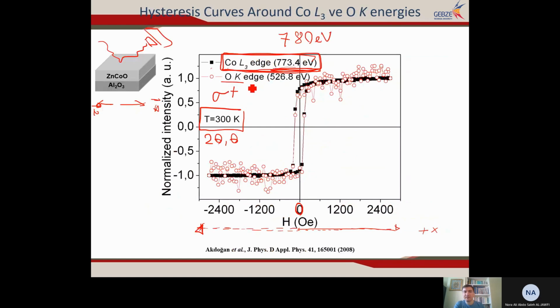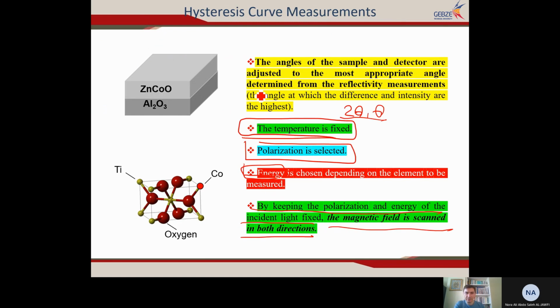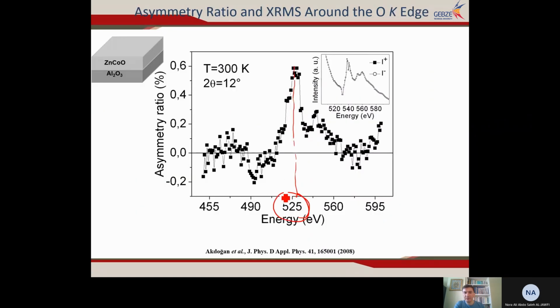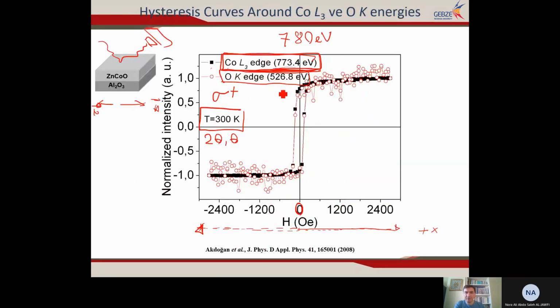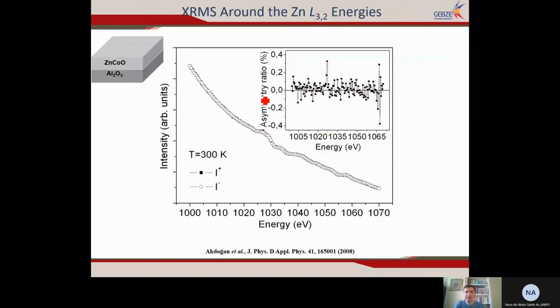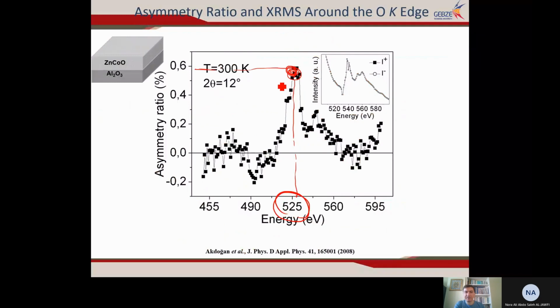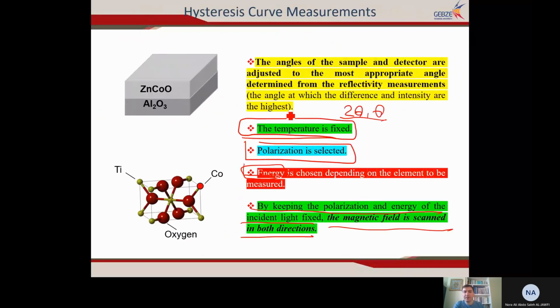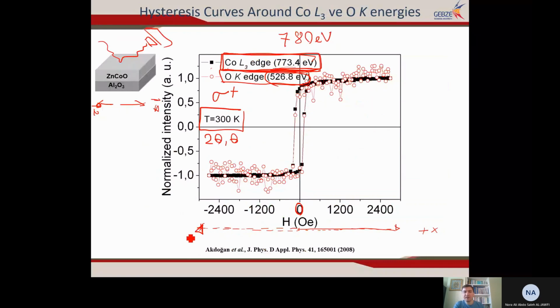Then another hysteresis curve taken around the oxygen K energy. Look at this one, 526. You see, around 526.8 electron volts, okay, is where I see the maximum magnetic signal. Okay, I have chosen this energy. And then I am repeating the magnetic field scan, the hysteresis curve measurements, for these two energies.